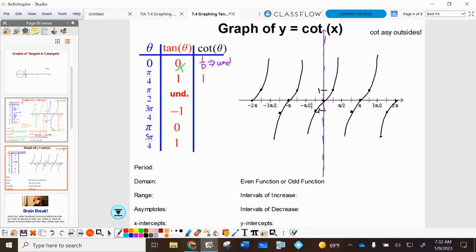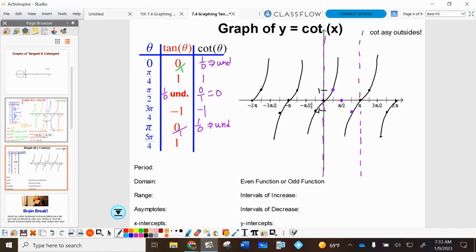1 over 1, when you flip it, it's still 1. So both tangent and cotangent are at 1 at pi over 4. The undefined came from division by 0. So when we flip that, that's 0 over 1. 0 over anything is just 0. So where tangent had a vertical asymptote, cotangent actually is at the midline. Negative 1 flipped is still negative 1. So at 3 pi over 4, both tangent and cotangent are at negative 1. That 0 is 0 over 1. When we flip it, it's undefined, which generates a vertical asymptote.